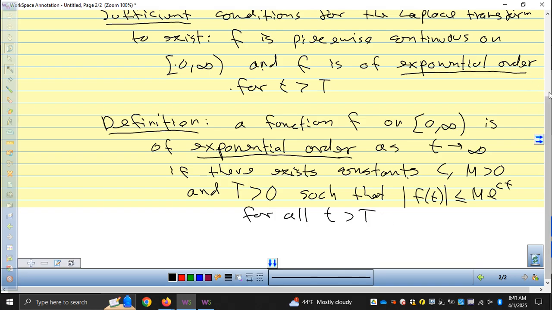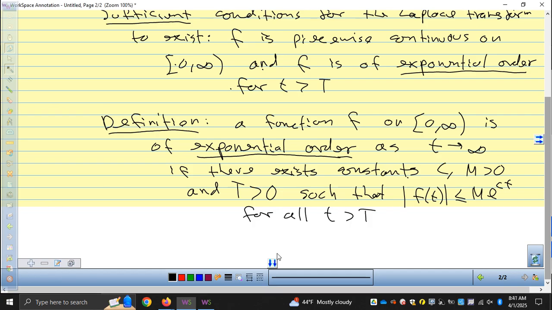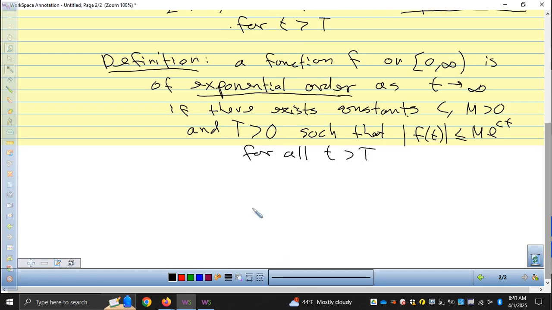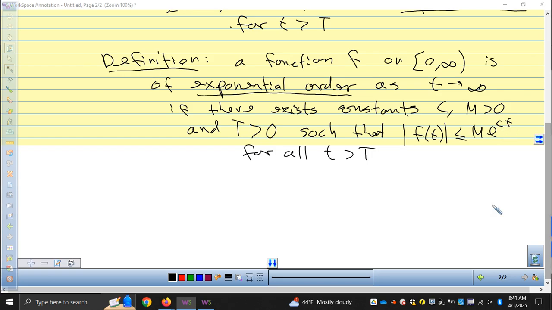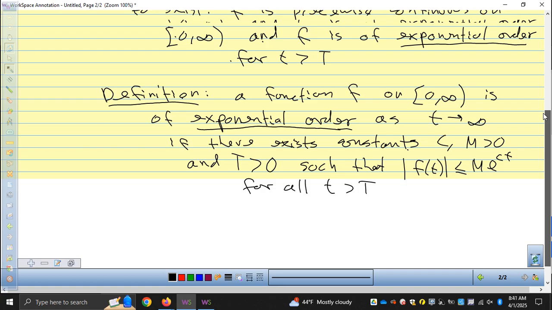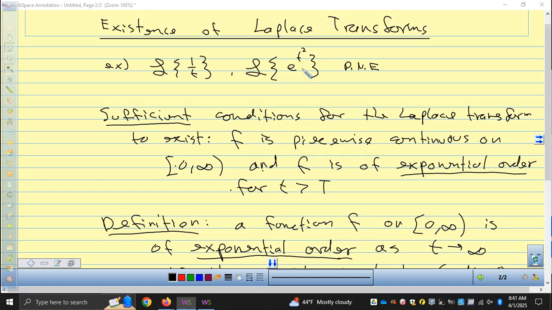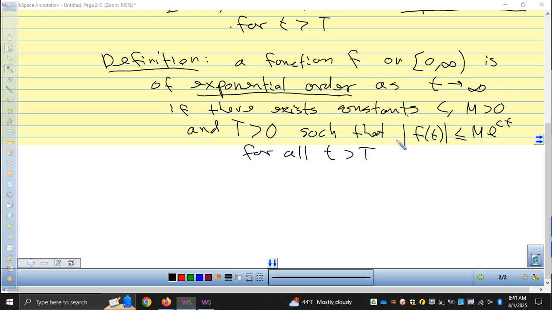If f is increasing, that's what we mean. And generally, that's kind of how we think of exponential order. Our function grows more slowly than an exponential function. So this grows more quickly than this exponential function because of that t squared. So this e to the t squared is not of exponential order.